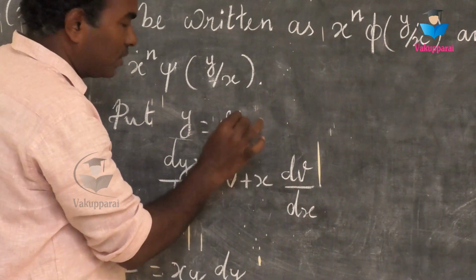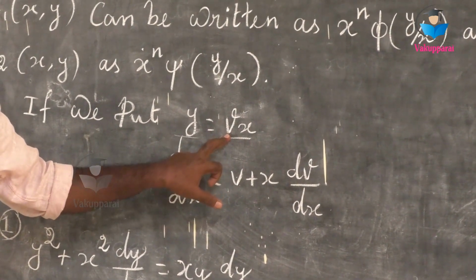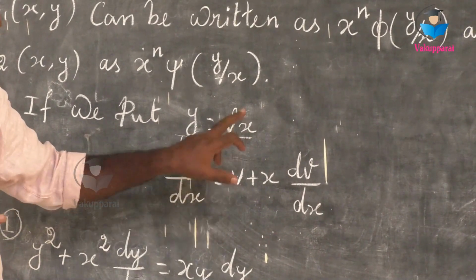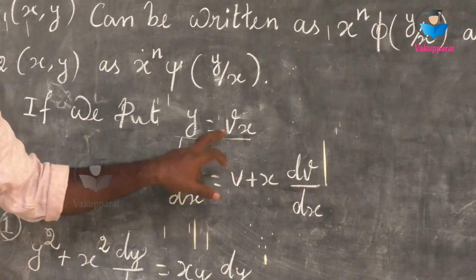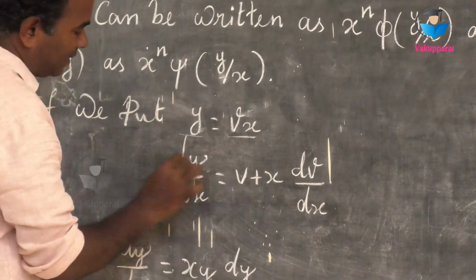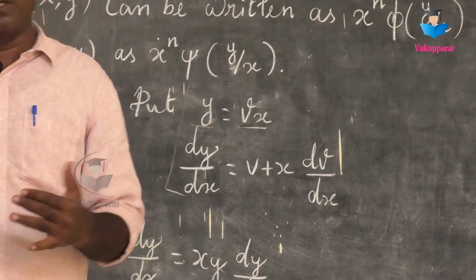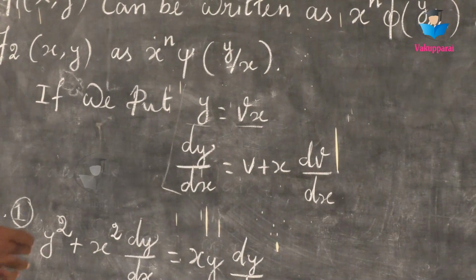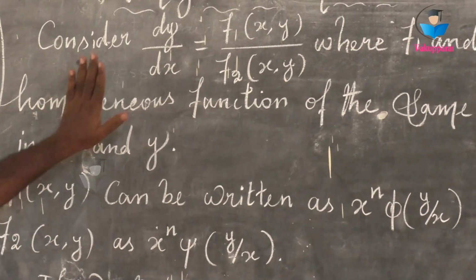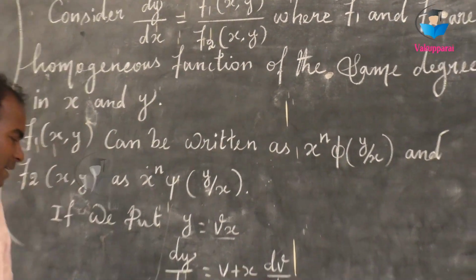Just using the uv method here, keeping v as a constant and differentiating x, it will come 1. Keeping x as a constant and differentiating v, this will come. Then we apply this value in the given equation and bring the solution. This is the procedure, the format for a homogeneous equation. First you study this and then apply it to the examples.